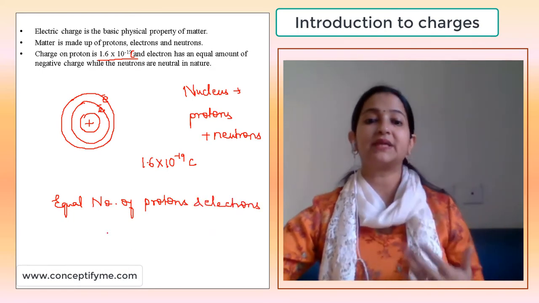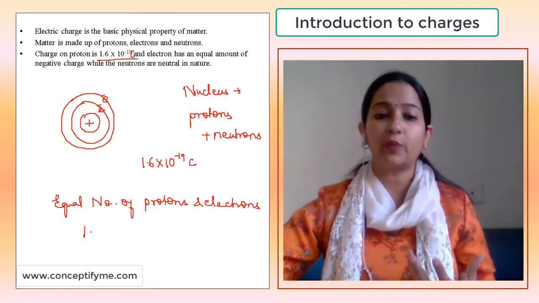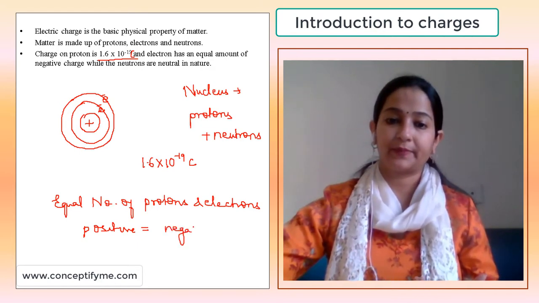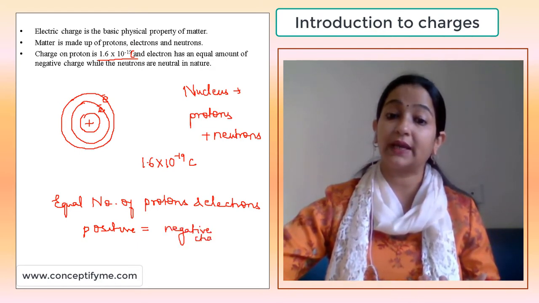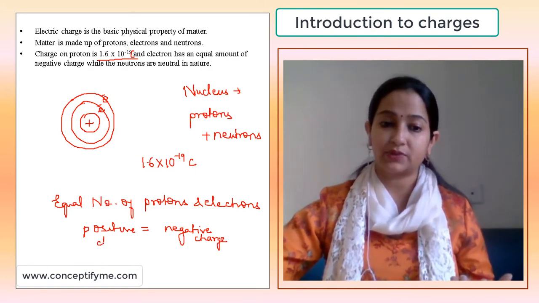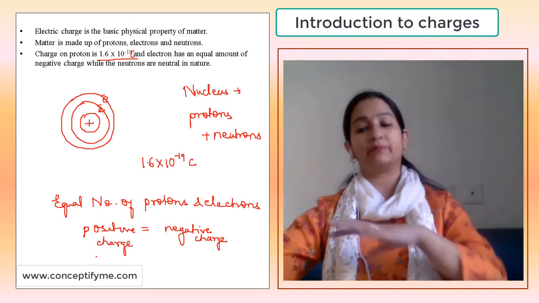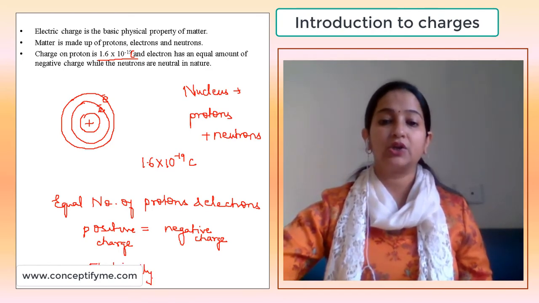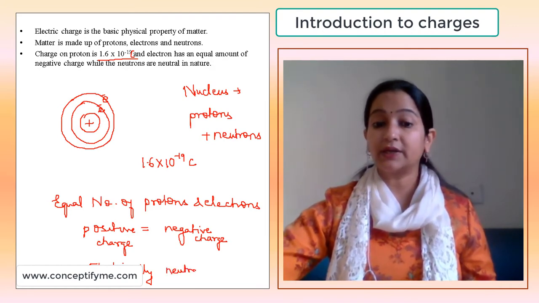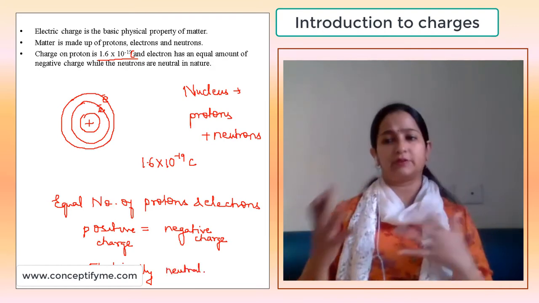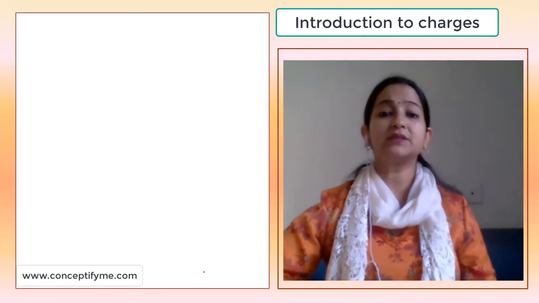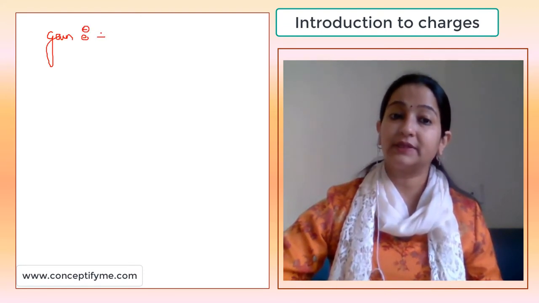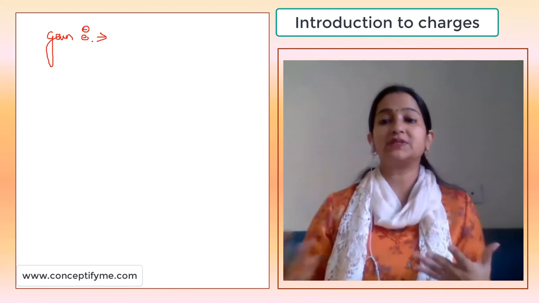What does that mean? That means that the quantity of positive charge on a body is equal to the negative charge on the body. Generally, this happens, and because of this the body remains electrically neutral. But in certain conditions, what happens? This balance is disturbed. That means a body may gain electrons.